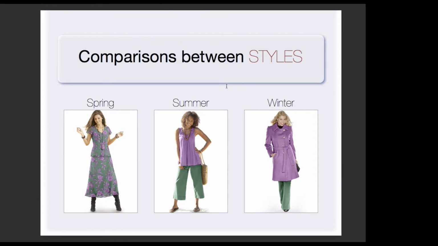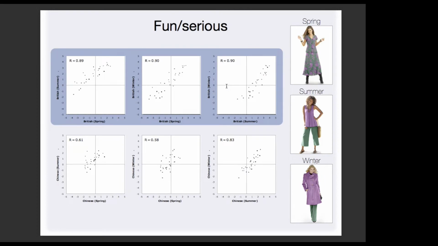Again, just a reminder that we are going to compare between the 3 styles: spring, summer, and winter. Here we are comparing different styles between the 3 seasons, as you have realized. On the horizontal axis is one style, for example, spring, and the vertical axis is another style, for example, summer or winter. Here you can see the comparisons for British observers and the comparisons for Chinese observers. Please note that the Chinese observers were, at the time of the research, staying in the United Kingdom. So this study was carried out in the UK.